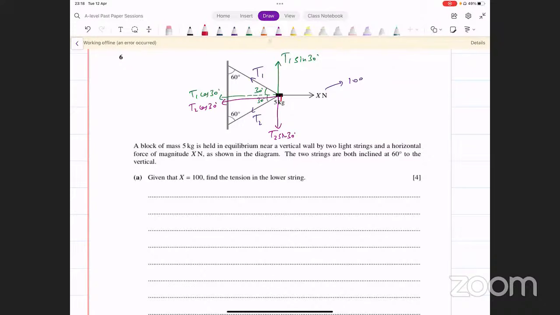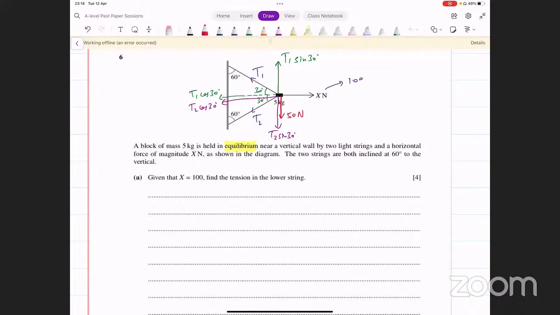Okay, so what's the weight? Weight is acting downwards. That is going to be 50 Newton. So here's your weight. These are all the forces that we have acting on this. Now let's resolve them and equate them. We are in equilibrium. The block is in equilibrium. What does equilibrium mean? Opposite forces will be equal.